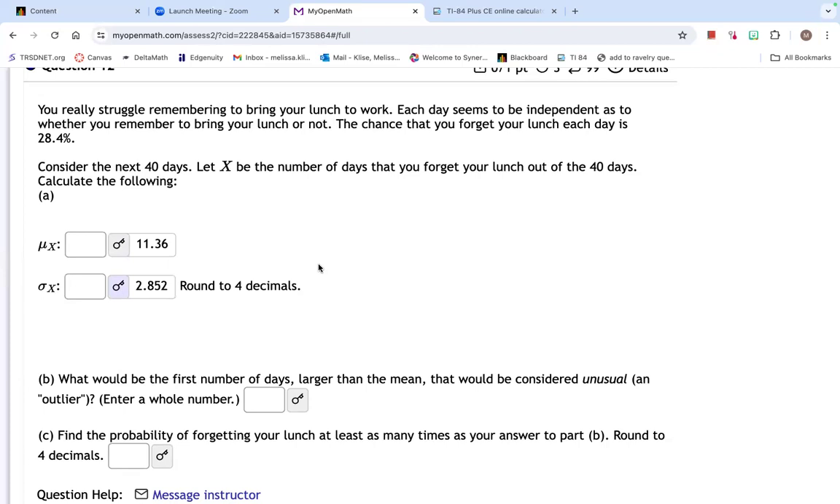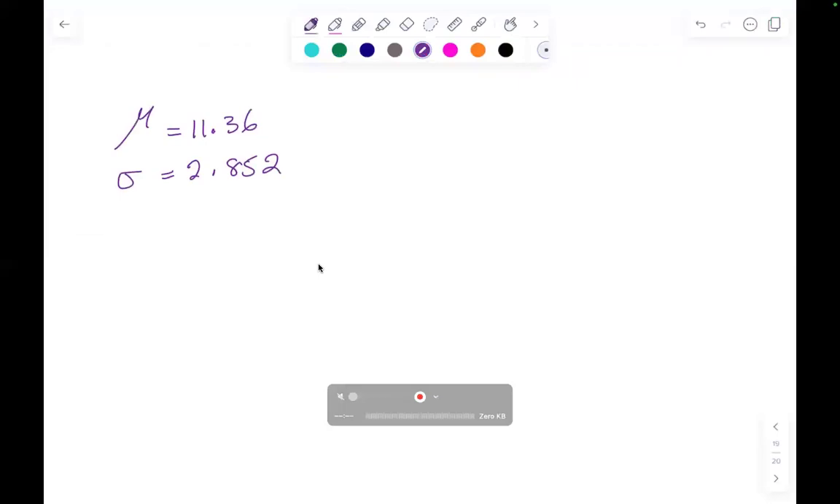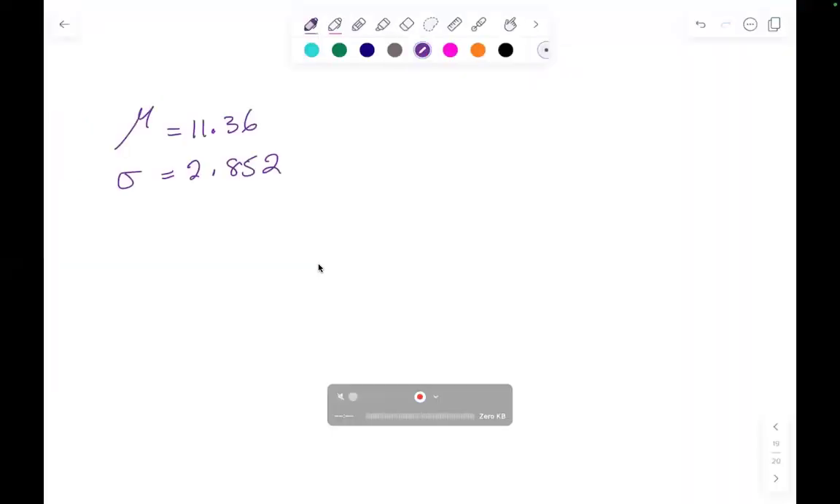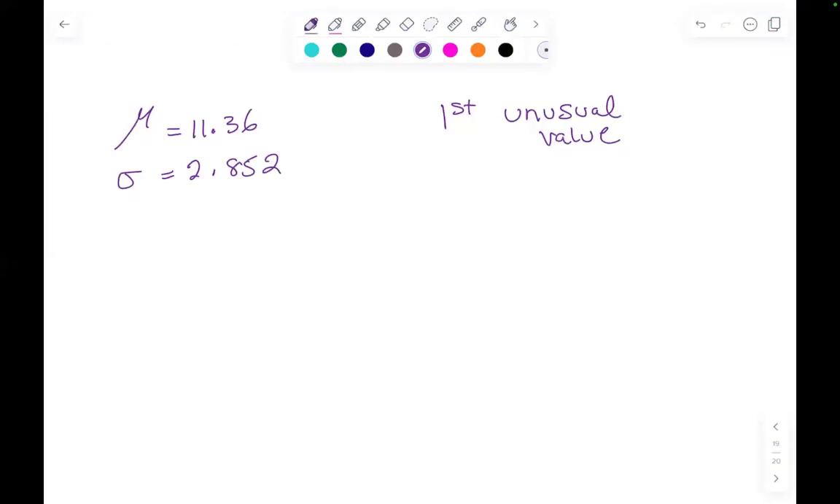One second, let's write this down. Okay, I've got my mean and my standard deviation. I'm going to jump back to my other screen. So we want to know the first unusual value. I want to know the first unusual value. All right, so anything more than 2 standard deviations from the mean is unusual. So that's our 2 standard deviation rule. If it's more than 2 standard deviations away, it's unusual.